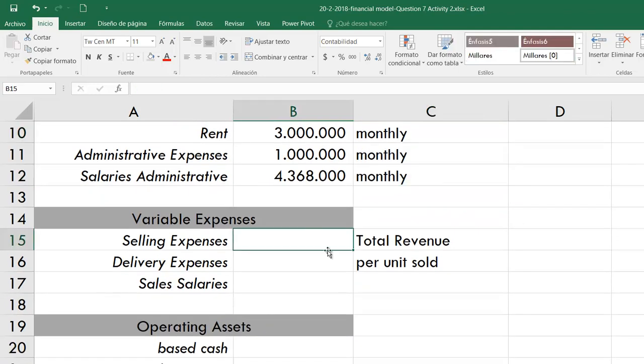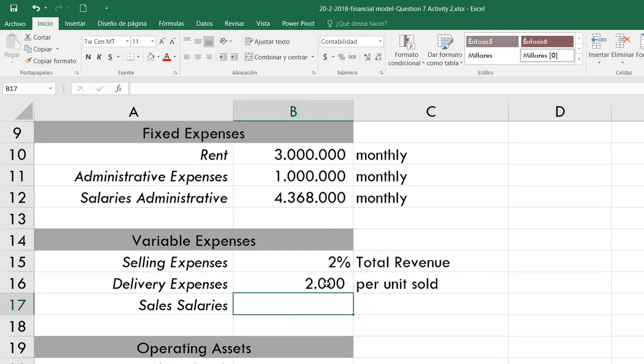Then selling expenses. Let's say I will give my sellers a percentage in commissions. Whenever they sell, I will give them 2% of sales as a commission, as an incentive. And let's say I will also sell by delivery. Let's say a percentage of my sales will be from my web page or my app, and then I will have some delivery expenses that I will need to pay. Let's say it's 2,000 pesos per unit sold. And then there are the sales salaries, which I need to consider.